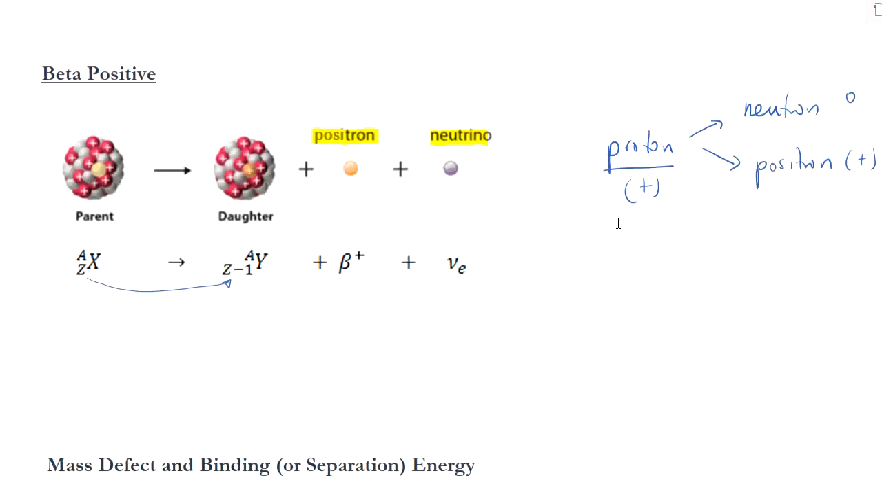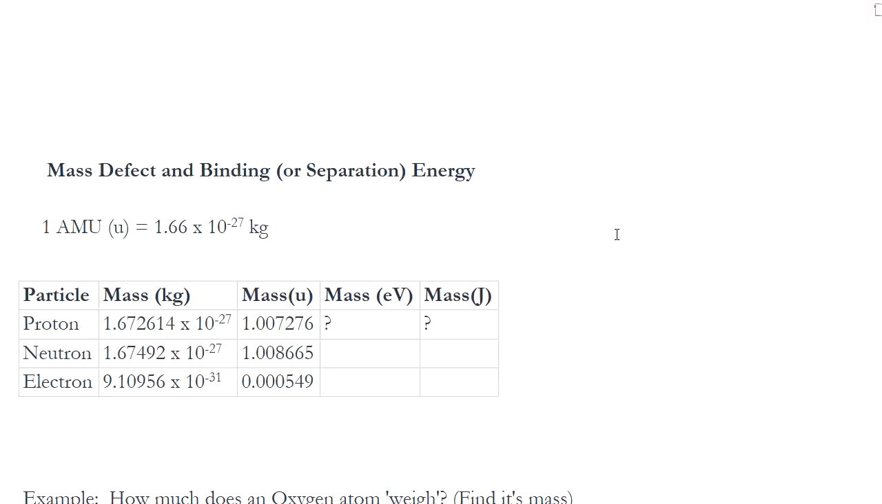Okay, next topic: what is mass defect and binding energy, or I think maybe more clearly stated, separation energy. You may be familiar with the atomic mass unit. It's defined as 1/12 of the mass of the carbon-12 nucleus. So we're going to use this number here. So the proton, down to 7 significant figures, has a mass of 1.672614 times 10 to the negative 27.